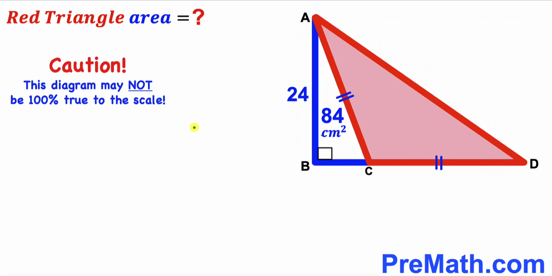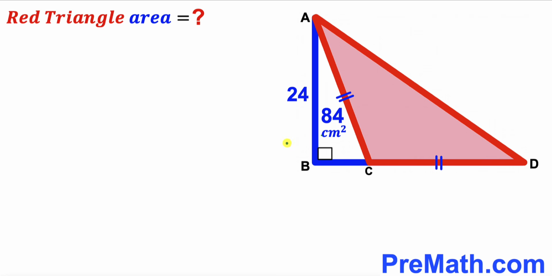And please keep in mind that this figure may not be 100% true to the scale. Let's go ahead and get started with the solution. Now let's focus on this blue right triangle ABC. I'm going to label this tiny segment BC length as X.